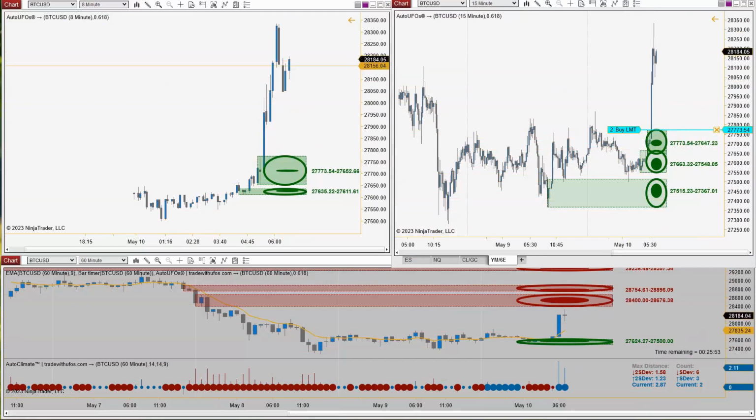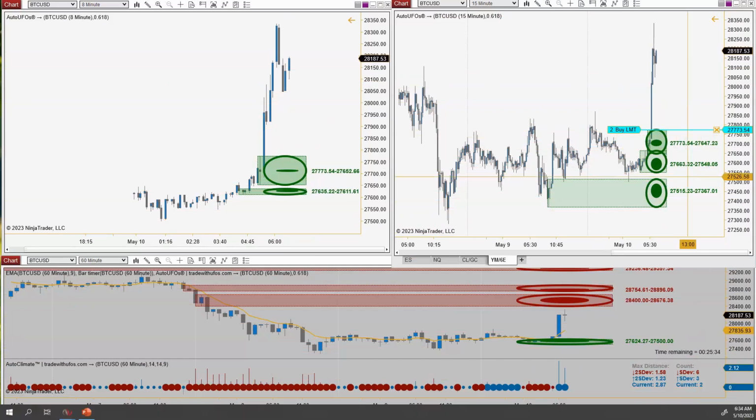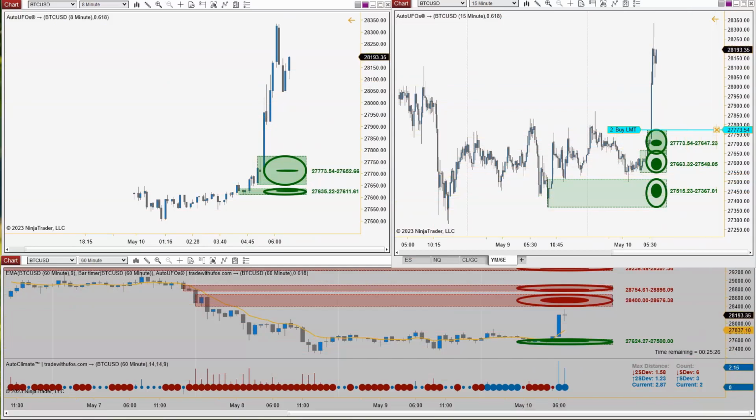So in this scenario, what I'm going to use is the bottom of this UFO, which is 27,548.05, right? So minus $50 right here. Let's do the math here properly. 27,548.05 minus 50 will be at 27,498.